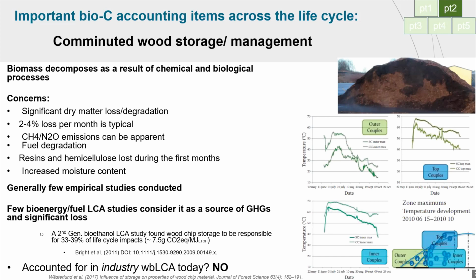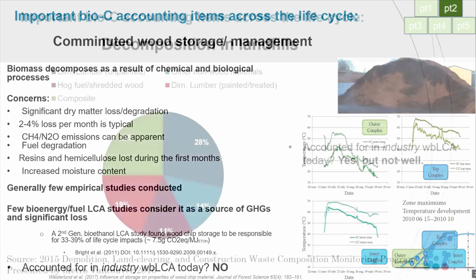And so there can be significant dry matter loss. One study found 2 to 4% loss per month, where there can be a certain amount of methane and nitrous oxide emissions. Typically this isn't accounted for in LCA, but there has been a study, for example, on bioethanol that found that it contributed about a third of the impacts on a per megajoule well-to-tank basis. And this is typically not accounted for in whole building LCA or in life cycle inventory.